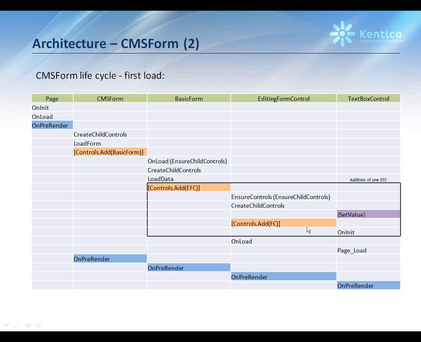and after the control is added, then you can see that onInit, onLoad, and PageLoad events are called, and the rest of the onPreRender. I think this is pretty straightforward how the hierarchy works in here. That CMSForm loads BasicForm loads editing form control, etc. But the important thing here is that when it is called, it is basically done. Everything is done after onPreRender.